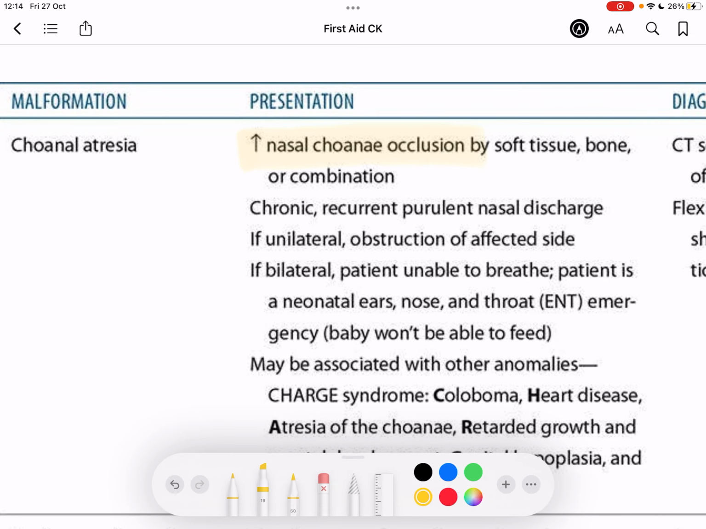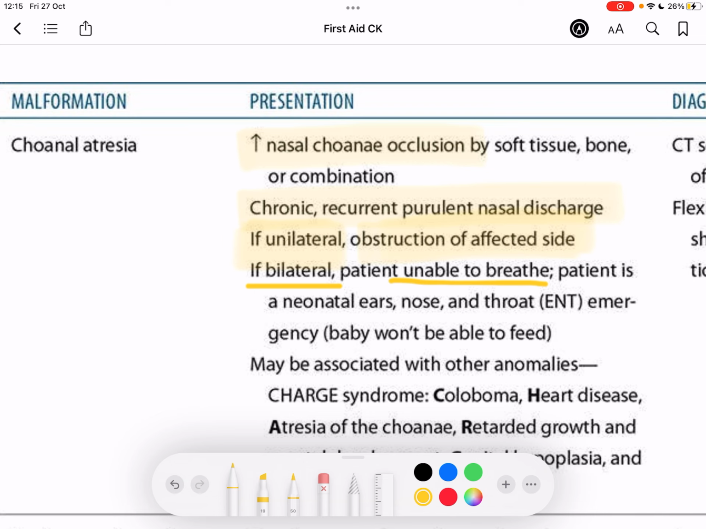It usually presents, if unilateral, as chronic recurrent purulent nasal discharge. Okay, but that's if it's unilateral, which is just an obstruction of one side. If it's bilateral, the patient is unable to breathe properly. Okay, they're unable to breathe through their nose.